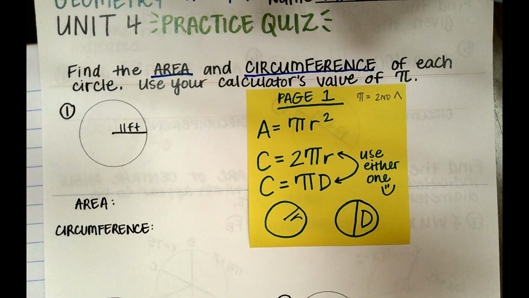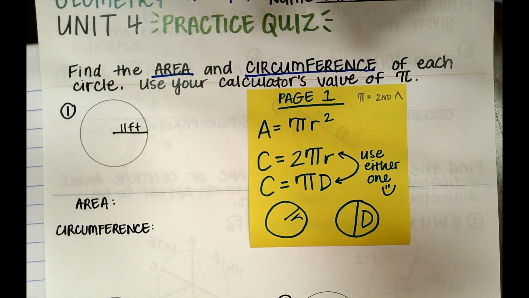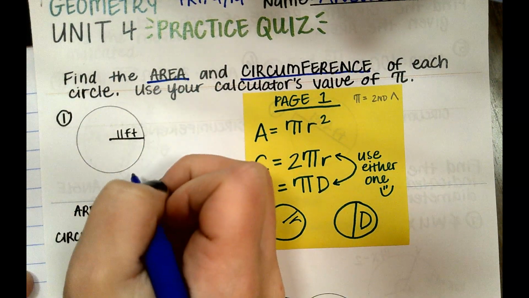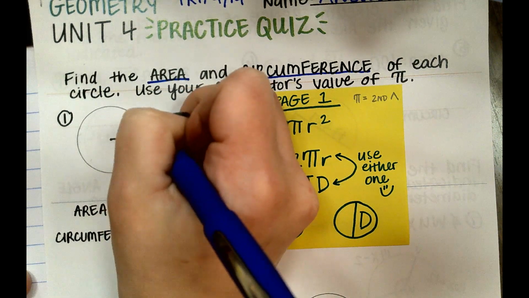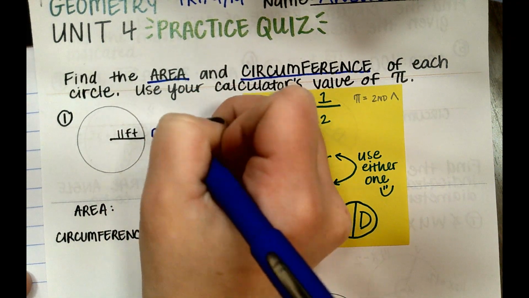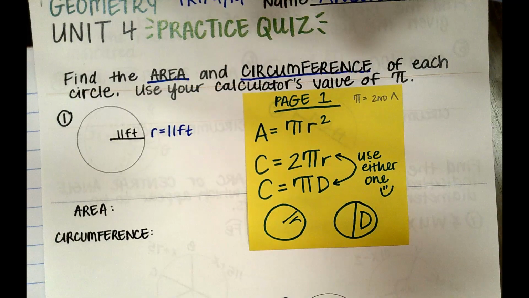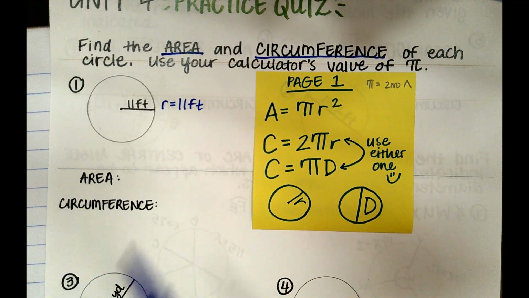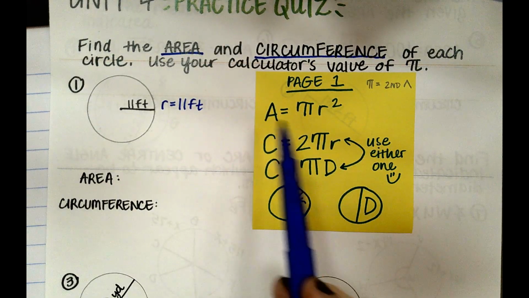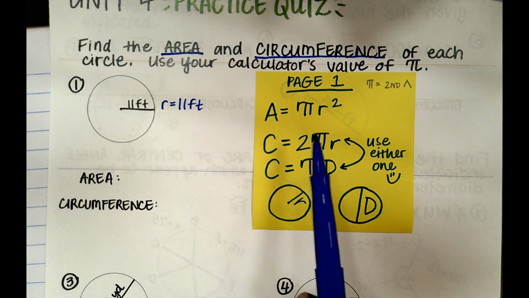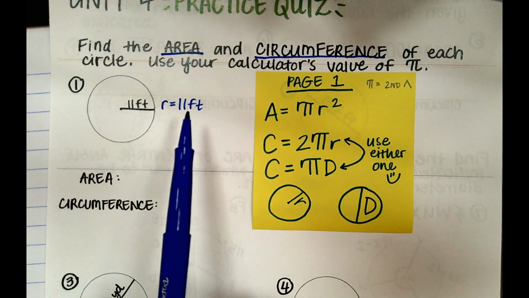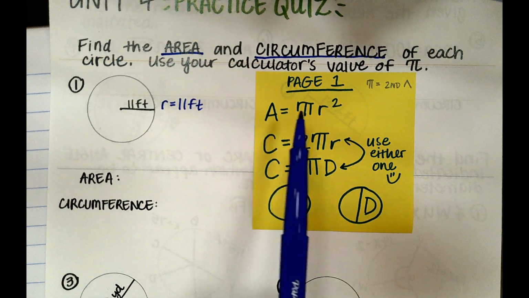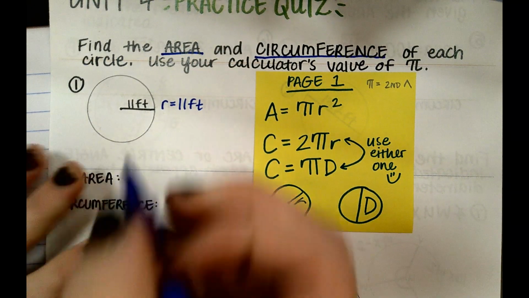So for number one, I am given a circle and a measure of 11 feet. Is that a radius or a diameter? That is a radius. So I know radius is 11 feet. And let's use that to find our area. So I am looking at my formula sheet. I see area is pi r squared. We just said r is 11. So let's do pi 11 squared.